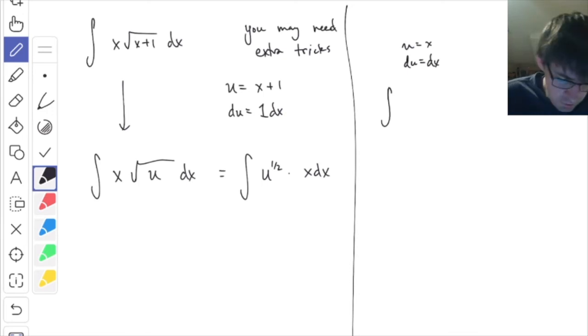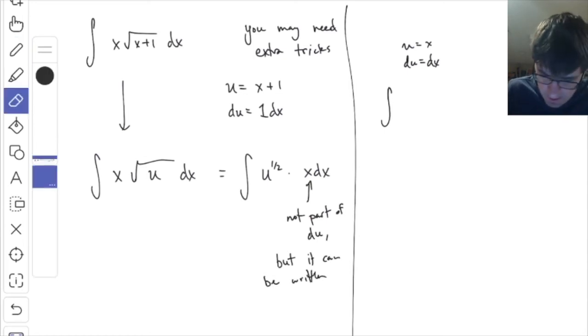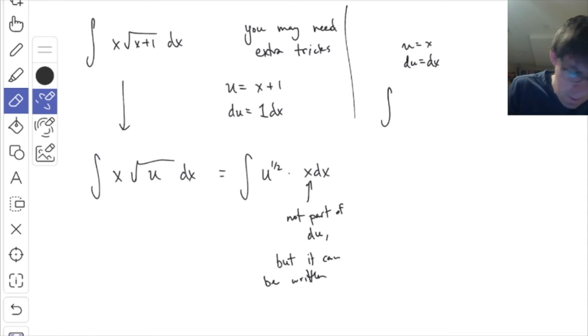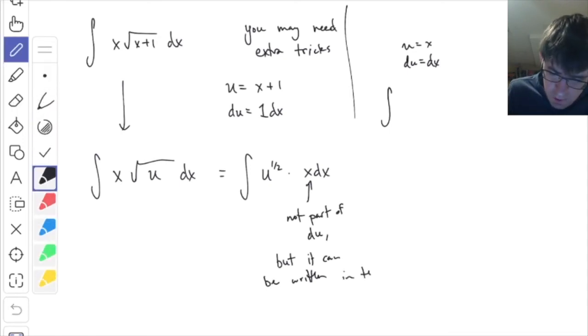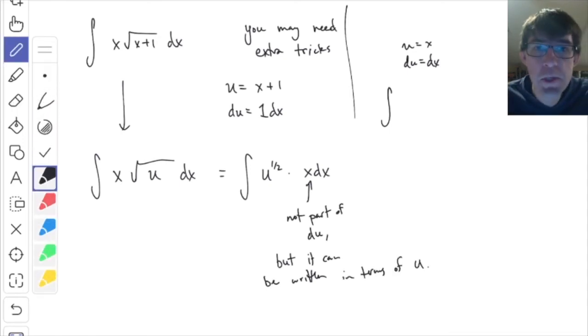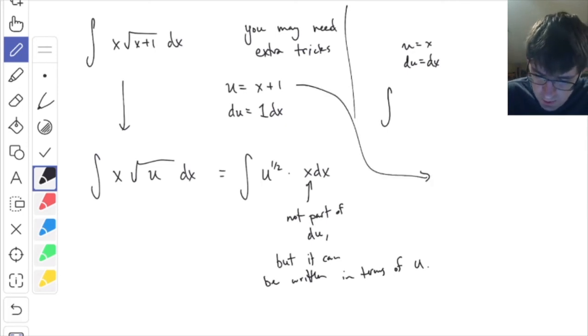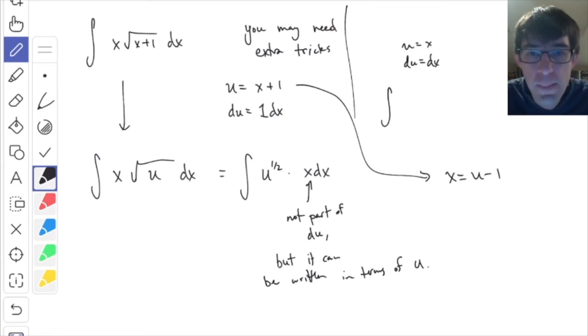Check it out. Here's the extra trick. This x is not part of du. That was the problem, right? But it can be written in terms of u. Check it out. u equals x plus 1, which means x equals u minus 1. This is the trick.